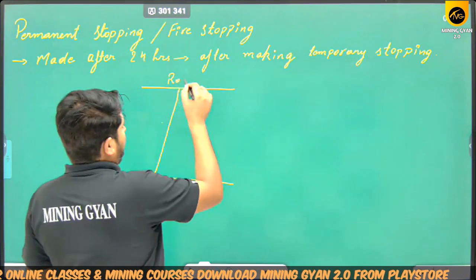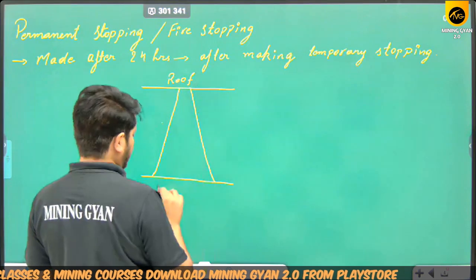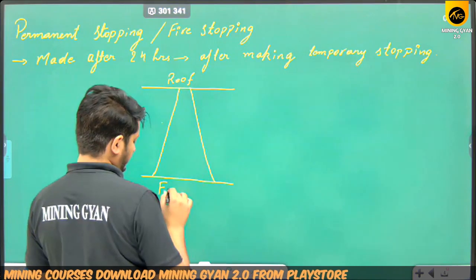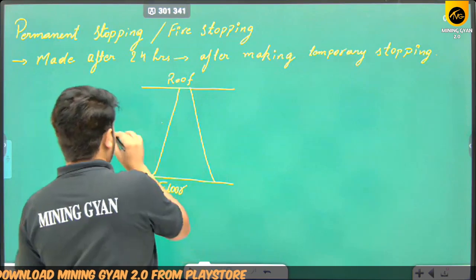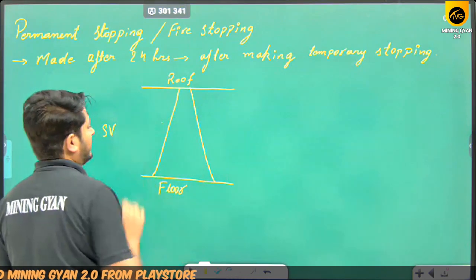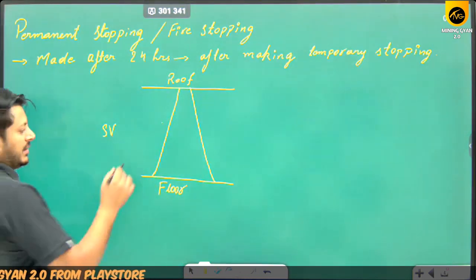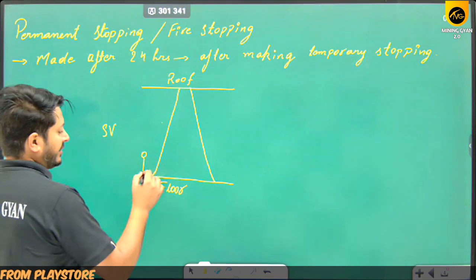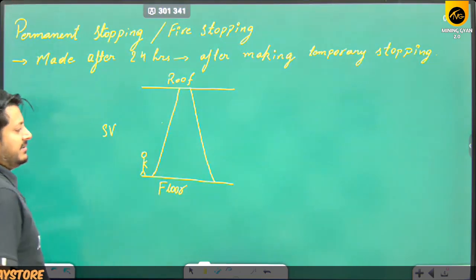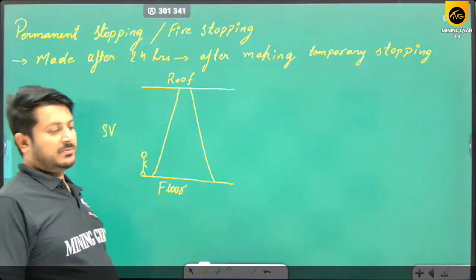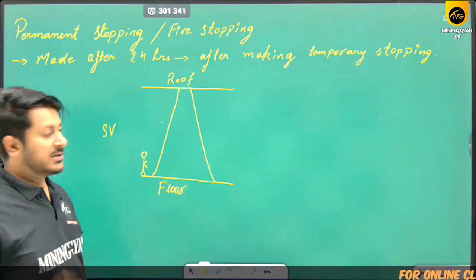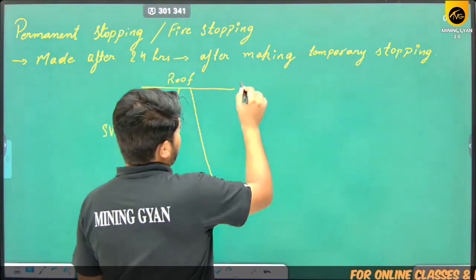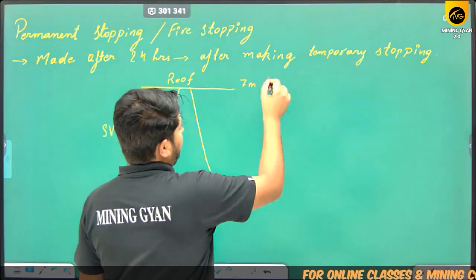This is your roof and this is your floor, and I am giving you the side view. This is the side view. As you are standing here in front of the stopping, just imagine you are standing in front of the stopping like this, and the height of the roadway, just suppose that the height of the roadway is 7 meter.